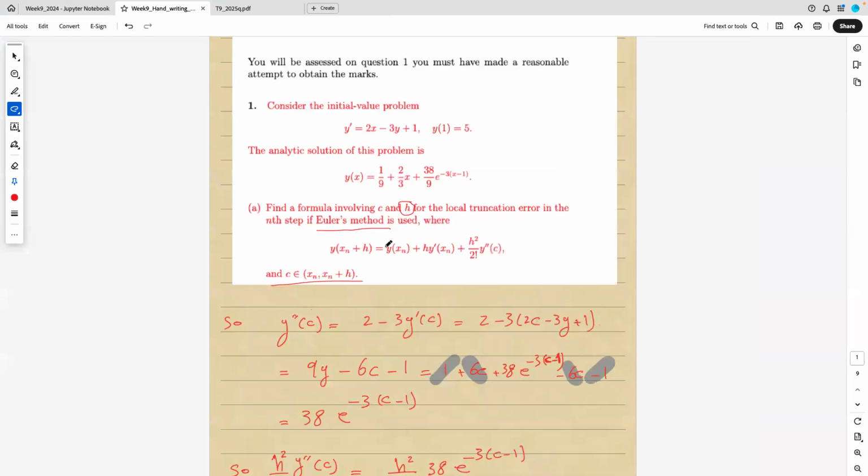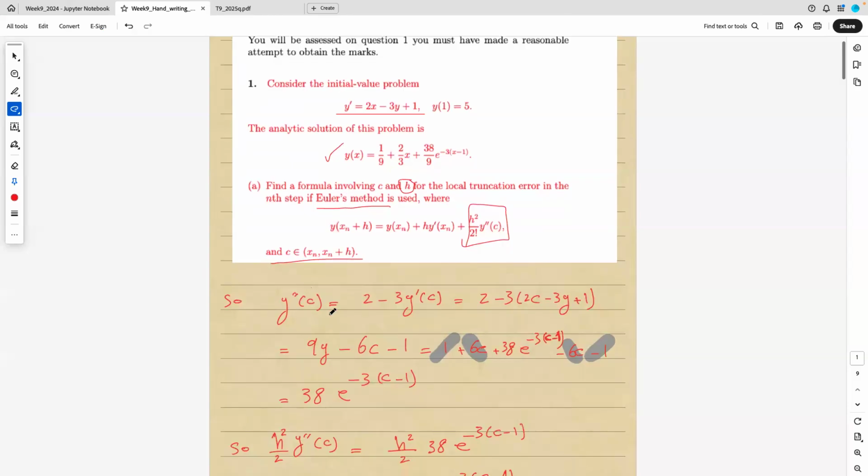Therefore, we will use this one and we will calculate this one. So h squared is obvious, 2 factorial is obvious, and what we need is to find y double dash. We can use y of x because the analytic solution is given to us, and it is easy just to derive twice and get y double dash. Or we can use this one as well, which might be a little bit easier.